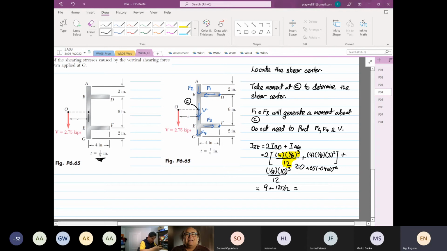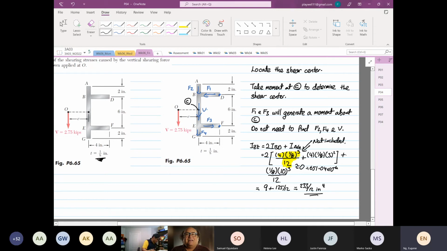Okay, so now, let me do it again. 4 times 1 over 8 times 3 squared times 2 is 9. 1 over 8 times 10 to the power 3 divided by 12 is 125, plus 9. So this will be equal to 233 over 12 inch to the power 4. Okay, so this value over here, because it's t cubed, this is not included. Okay, I took it out.